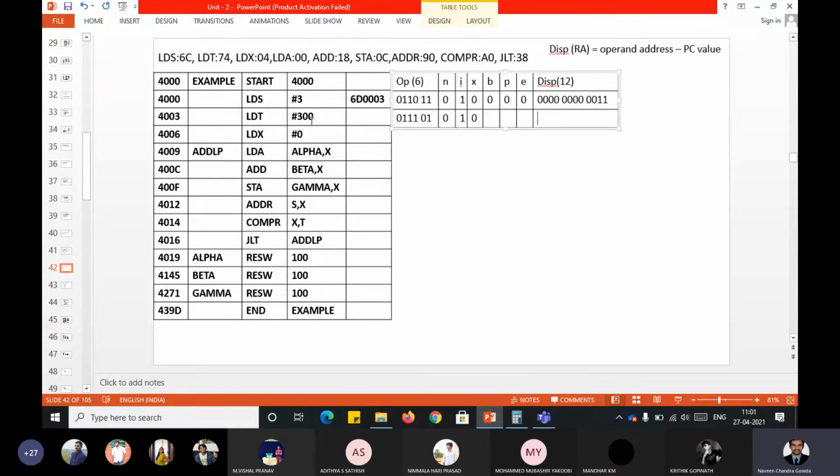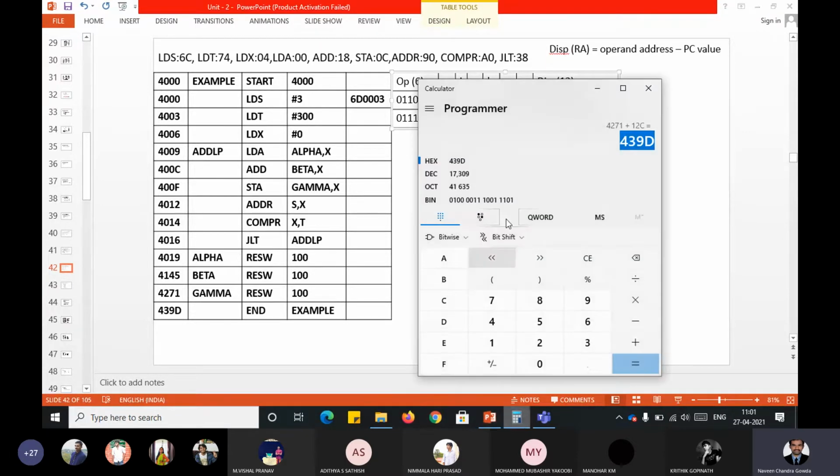I repeat, my dear students, very importantly, you can't write it like 3, 0, 0. You should never write this 300 like this, because this 300 is in decimal, which you have to convert first to hexadecimal. As I already mentioned, for your understanding, when you convert 300 into hexadecimal, what do you get? It is 12C. That 12C you have to write here.